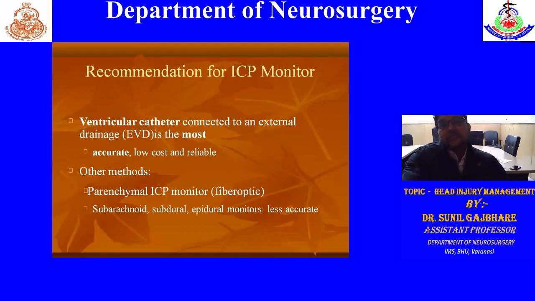There are various methods to monitor the ICP. The most convenient and common method used is the ventricular catheter, that is the external ventricular drainage catheter, connected to an external measurement apparatus. It is the most accurate, low cost, and reliable technique for monitoring the ICP. Other methods include the parenchymal ICP monitor, which is fiber optic, and monitors placed in the subarachnoid, subdural, or epidural space, but these are less accurate than ventricular catheters.